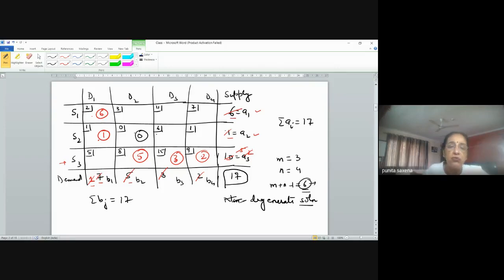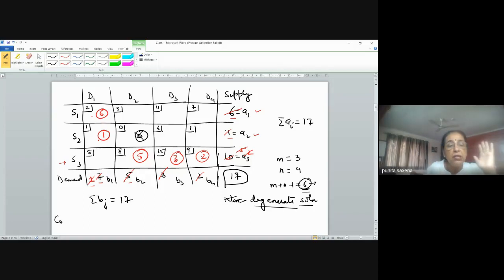This is how we remove degeneracy. But since it is beyond the scope of this curriculum, we will not handle it. We'll just identify whether my solution is degenerate or non-degenerate. Is that okay? So we'll conclude, we'll write here it's a degenerate solution, doesn't matter.